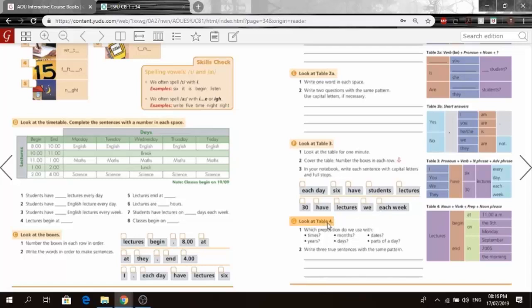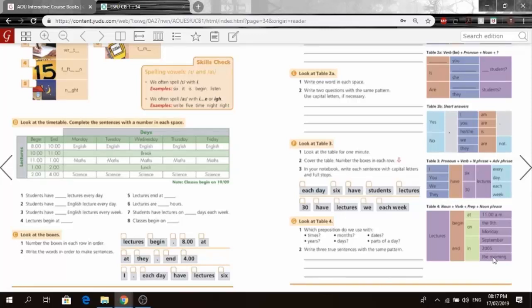Alright, now look at table 4. Which preposition do we use with times, years, months, days, dates, parts of a day? And it's written here. So as you can clearly see, we use the preposition at with time. Okay, so we use it with time over here, and that's it. We use on with days, and dates as well. Yeah, the 9th, it's right here. Okay, and we use in with parts of a day. So in the morning, for example, I'll say I'll get on it in the morning. I never say I'll get on it on the morning, right? So we use in with parts of the day.